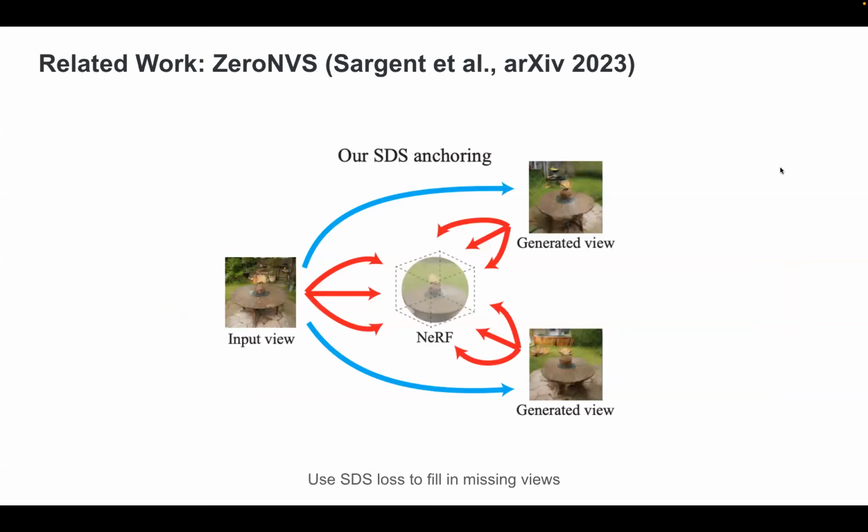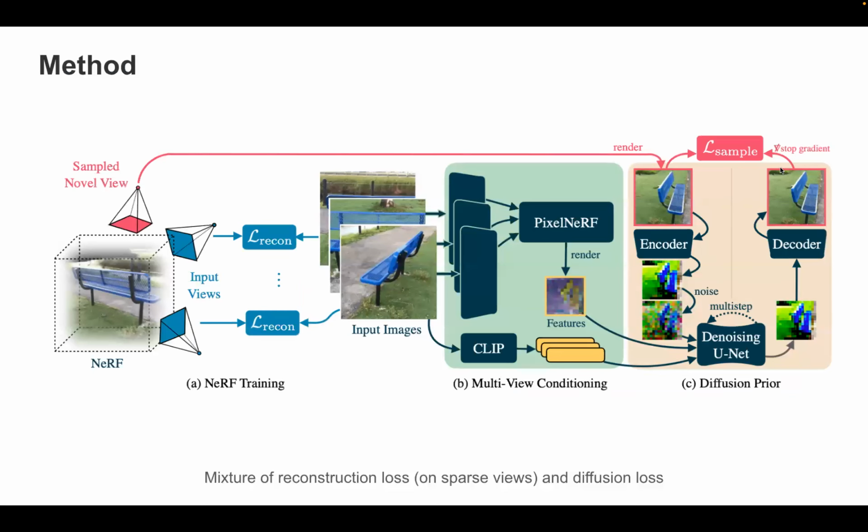Maybe one related work which was presented here recently was ZeroNVS, which also tackles a similar task, where you use some sort of diffusion prior with an SDS kind of loss to fill in the missing views. About their method, they don't use any SDS kind of loss. On the left, you can see the general NeRF setting. So you have a given number of input views, and for these input views, you use the normal reconstruction loss.